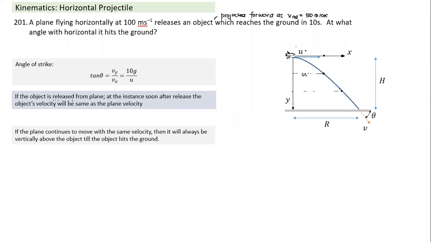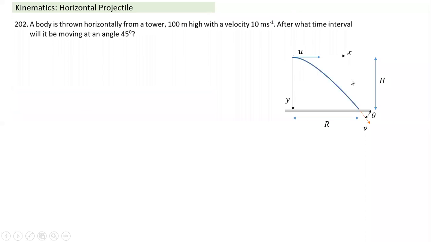Now, if I ask the question, what happens if the plane, after dropping, starts accelerating? If it starts accelerating, then the object will fall behind the plane. If the plane decelerates, it slows down, and where the object falls, it will appear to be in front of the plane. That will happen only when we change the speed. If the speed is not changed, the x coordinate of the object dropped from the plane and the plane will remain the same. It will always appear vertically below the plane. Very simple points. Next one.